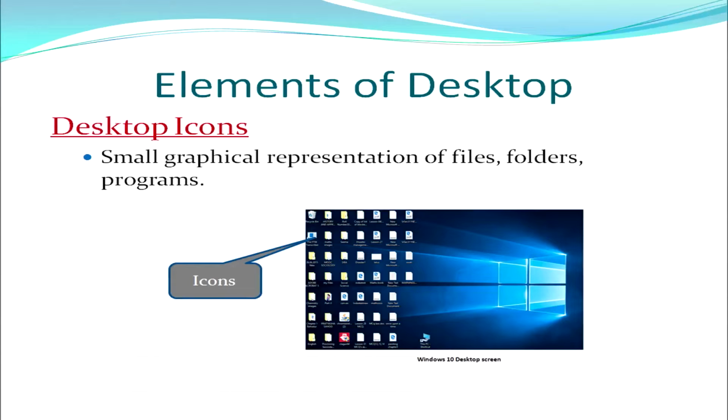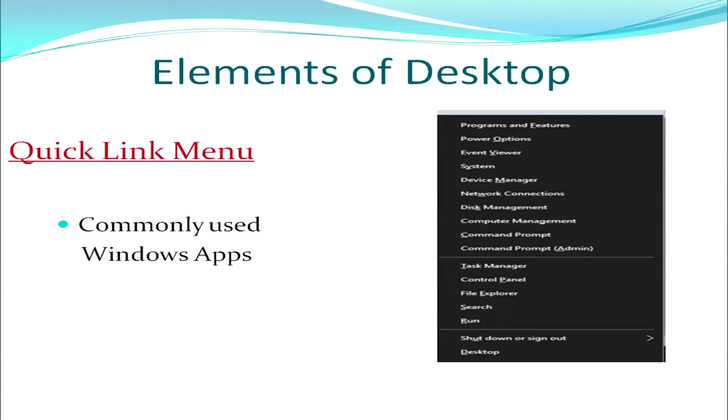Let's now look at various elements of the desktop. You have the icons, around 10 to 15 icons shown on the screen that you are seeing now. These are graphical representations of files, folders and programs. To open any of the folders, you just double click on that particular icon and it opens up. The next element is the quick link menu. It contains the commonly used Windows apps. You can select any of these apps to use them.